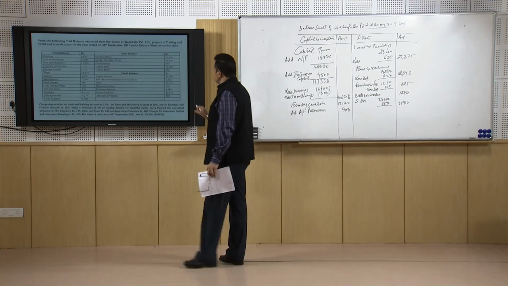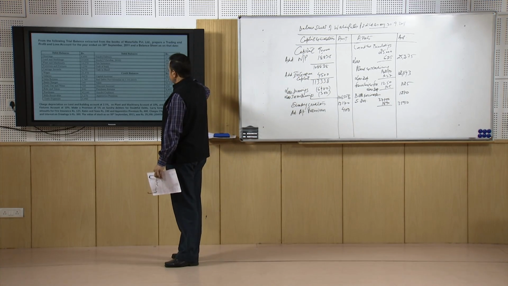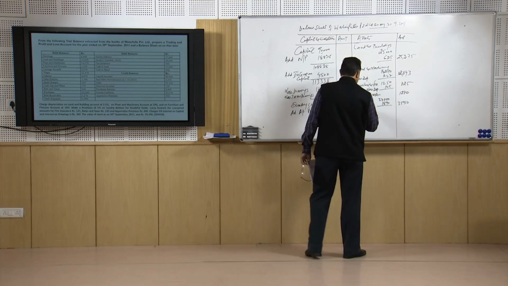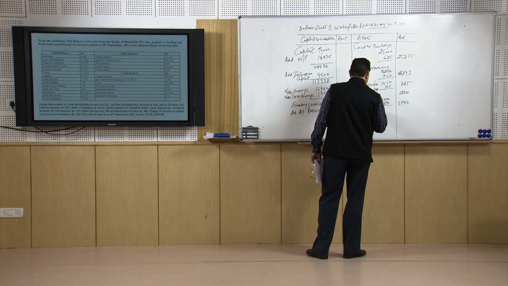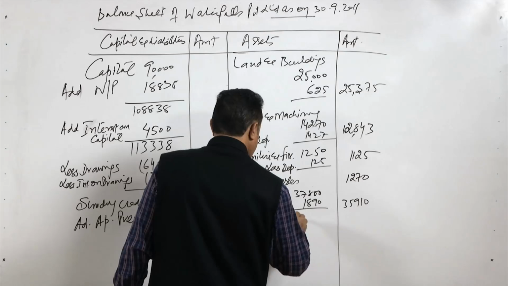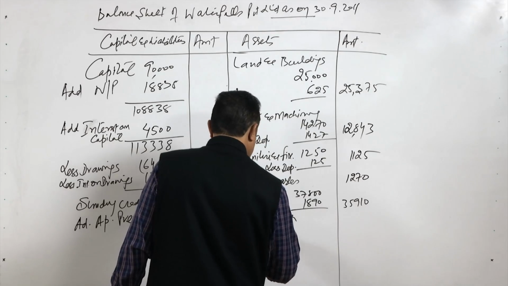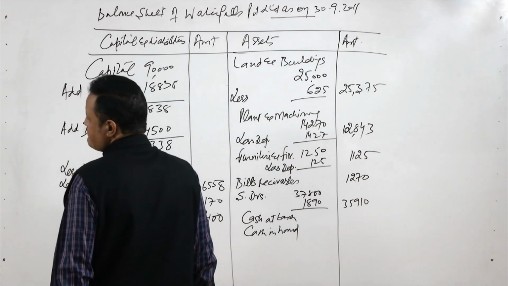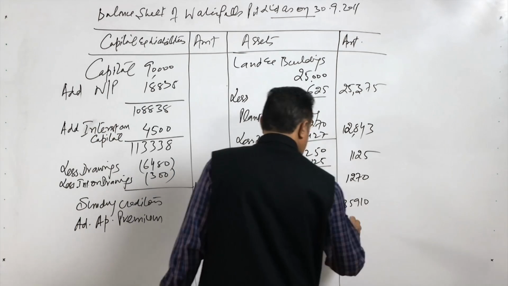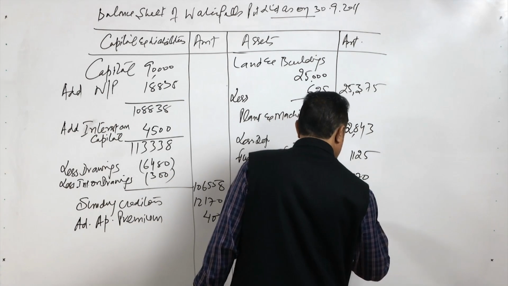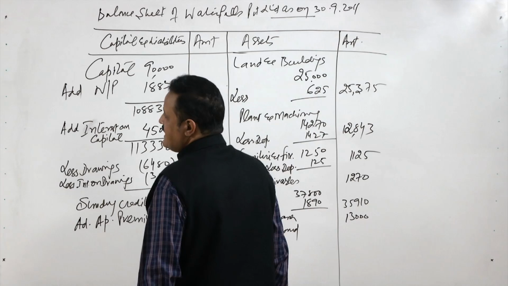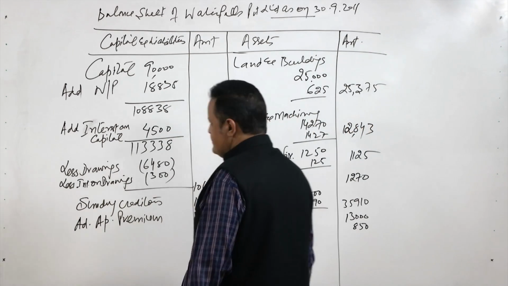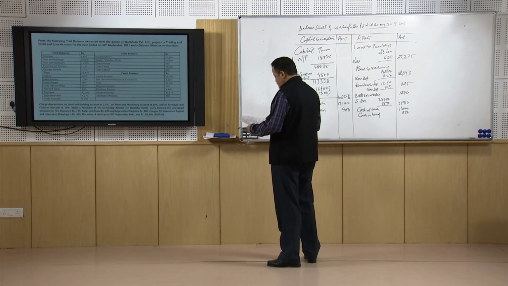Now we have taken the stock, we have taken the fire insurance, now we will take the cash. Cash at bank, and second is cash in hand. Cash at bank is 13,000. No adjustments, so directly this amount will come here, and cash in hand is 850. So we have taken these assets so far.